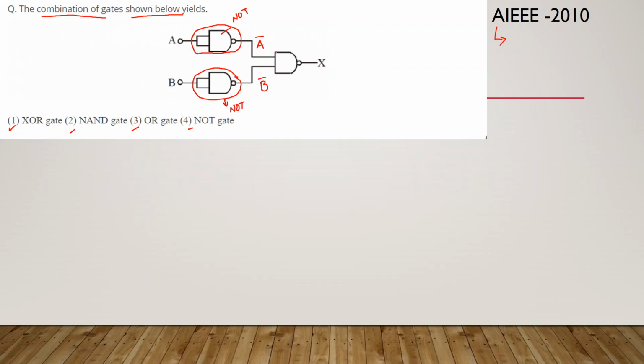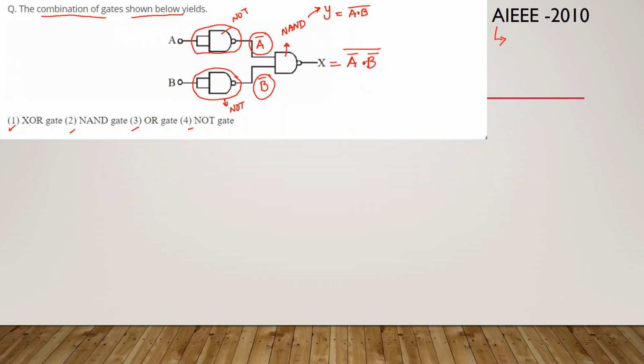Now which gate is this one? This is a D symbol with a bubble. Then it represents which gate? This is nothing but a NAND gate. What will be the output of a NAND gate? It will be the complement of the product of two inputs. So I can write X is equal to, what is the input one here? A bar dot. What is the input B here? It is B bar. Again, the whole complement should be there.